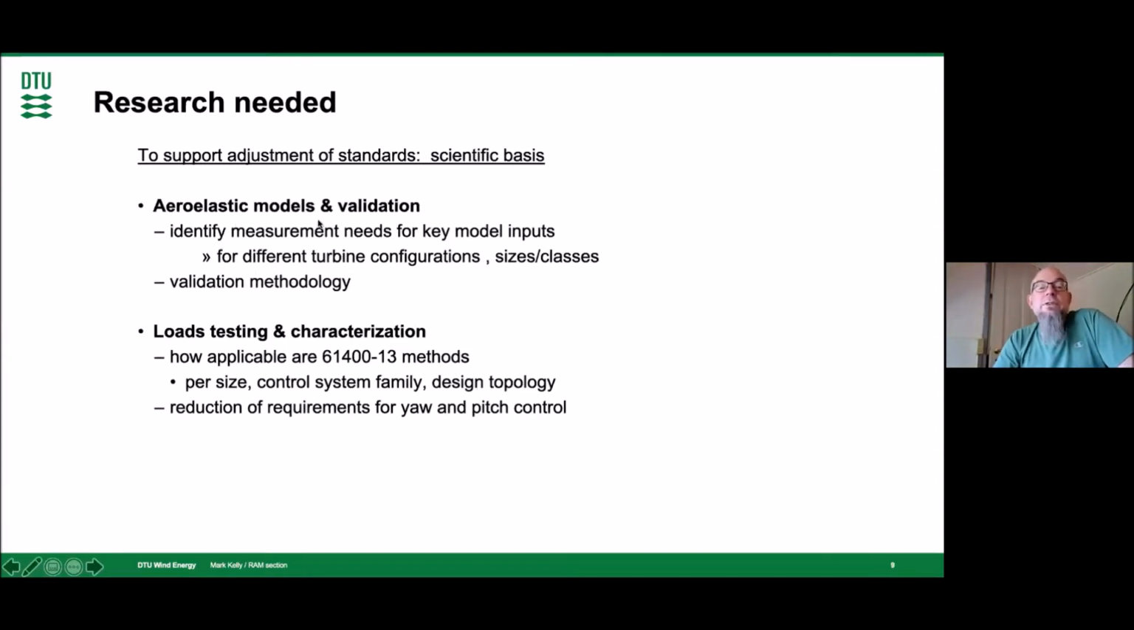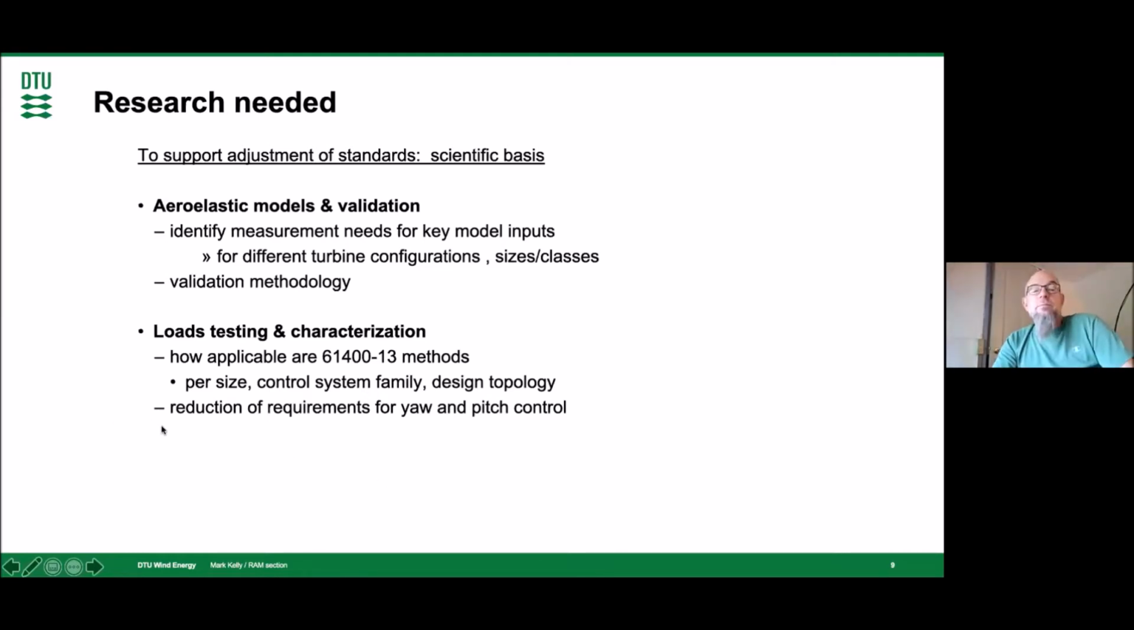Further research, along those lines, in aeroelastic models: we have to find what the model inputs are that are most needed, and this may change for different turbine sizes and configurations. And then we need to actually have a validation methodology. So that's an iterative research process that still needs to be done.